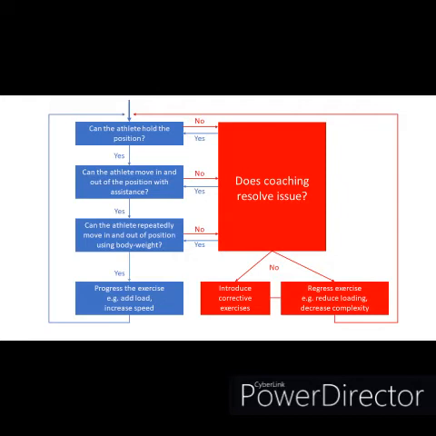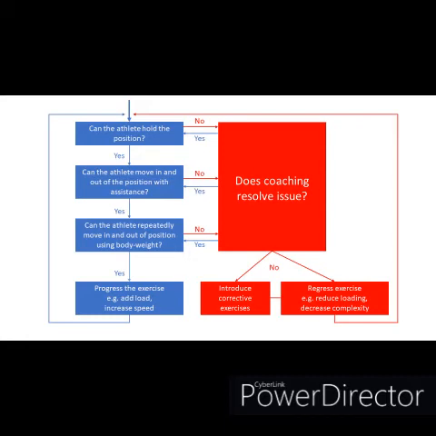As shown in the diagram adapted by Radnor et al. 2020, the coaching process starts with establishing if the athlete can hold the position, moving on to if the athlete can move in and out of the position with assistance, then if the athlete can repeatedly move in and out of the position using body weight. If the athlete can complete all of these stages, then they can progress to adding load or increasing speed to that movement, then starting back at the first stage and working through those development stages again with this higher load.